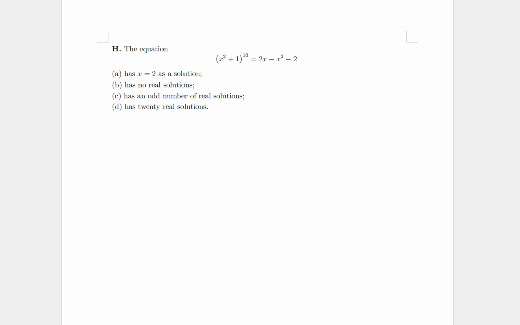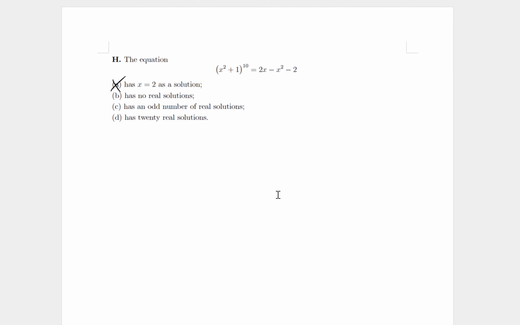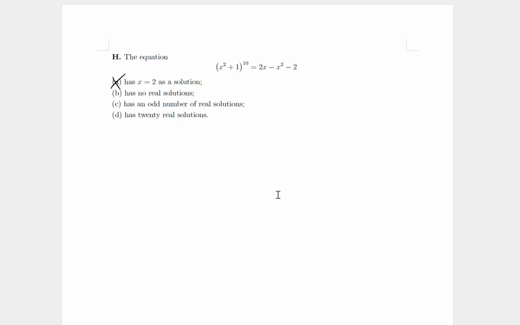Okay, so question 1H. The equation (x squared + 1) to the 10 equals 2x minus x squared minus 2 has how many solutions? Basically, we can already eliminate option A, because you could just do some substitution and realize that it's basically impossible. The left-hand side is already 5 to the 10, which is massive. So let's have a look at B, C, and D.